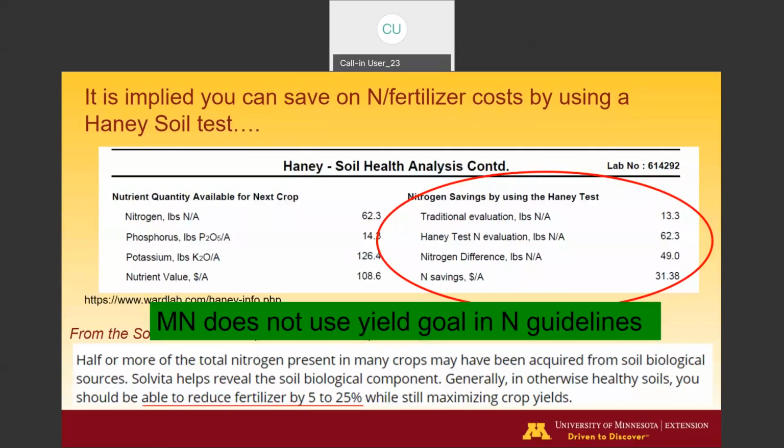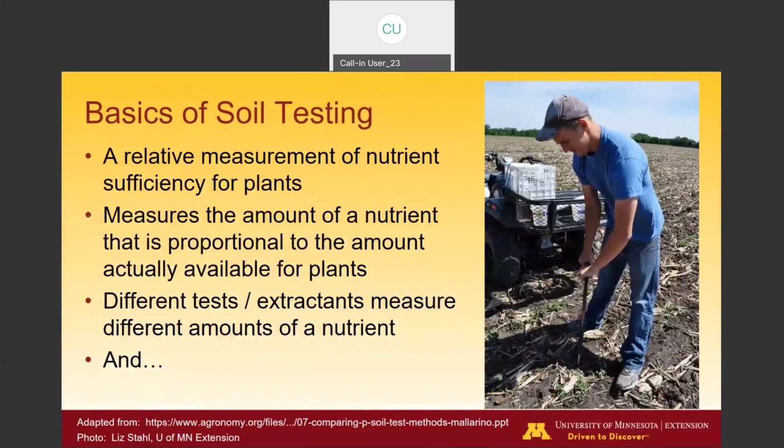So when I looked at these numbers from my sample results, again looking at the calculated sample savings, I figured out they were assuming that you would use the rate of 1.2 pounds of nitrogen to produce a bushel of corn for your corn grain goal or yield goal. Well, of course, we haven't used yield goal in nitrogen guidelines for years in Minnesota, and I've been with Extension for over 15 years. So again, that raised a red flag as this is really not a valid comparison for Minnesota.